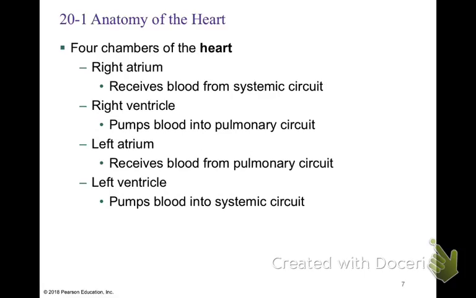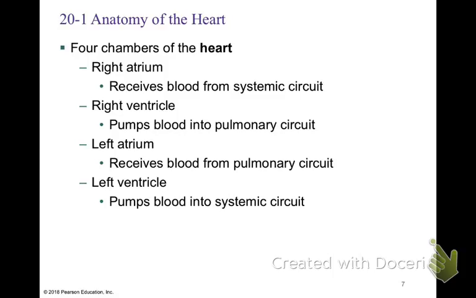The heart has 4 chambers, 2 upper chambers and 2 lower chambers. 2 chambers on the right. The right upper chamber is the atrium, right atrium, and that sends blood to the right ventricle. On the left side, the left atrium sends blood to the left ventricle.